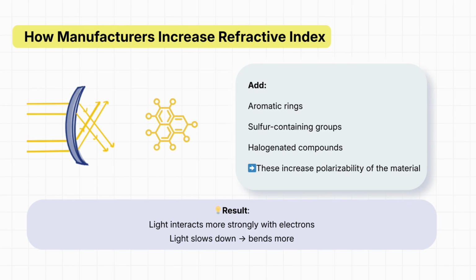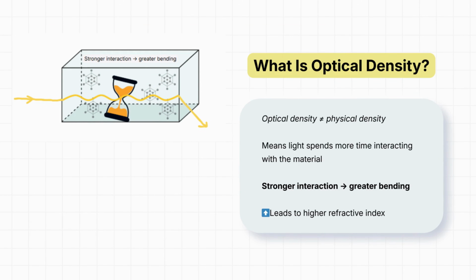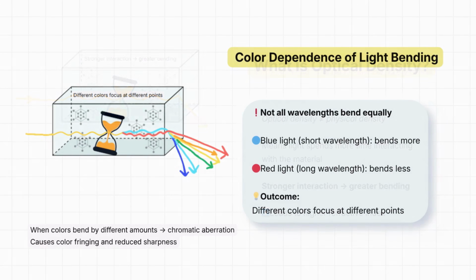Because of the stronger interaction with the light, light will slow down more as it passes through these materials, and when light slows down more, it bends more. This is what we mean by the higher refractive index. In simple terms, an optically dense material holds on to light for a longer time and bends it more strongly. However, this strong interaction does not affect all the colors of light equally.